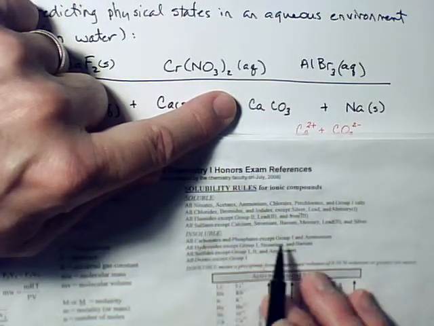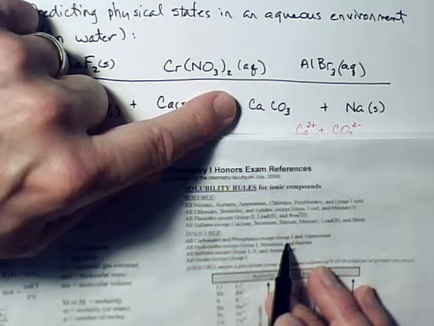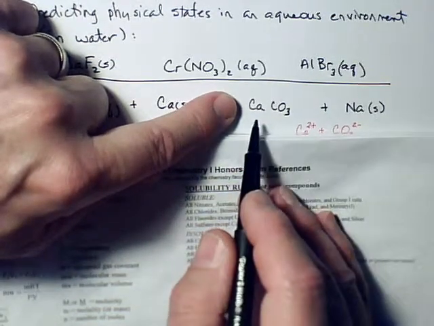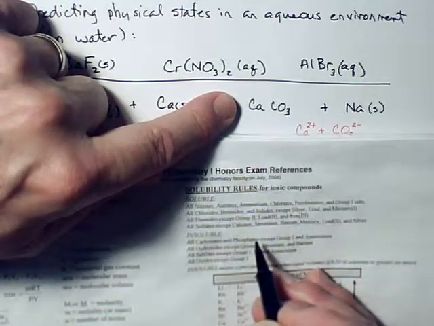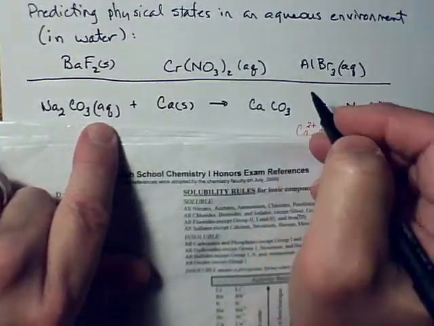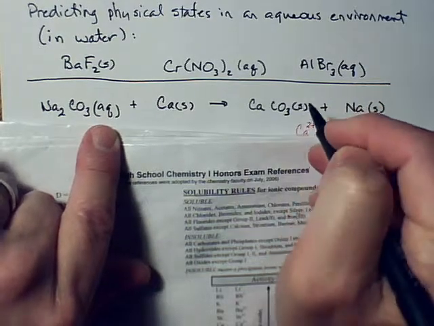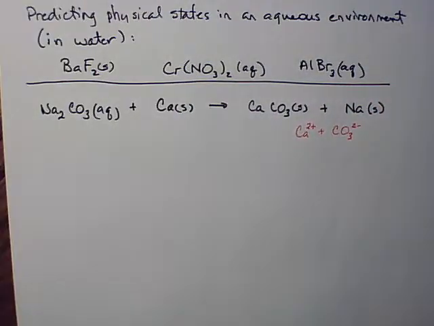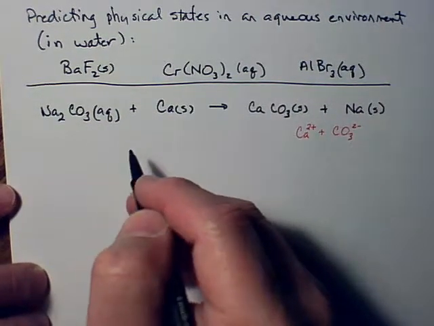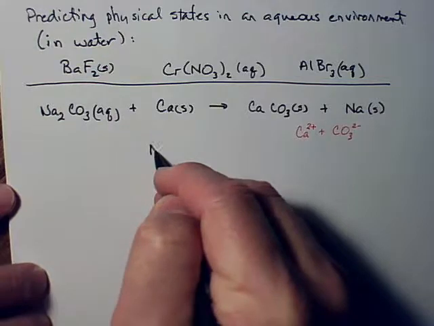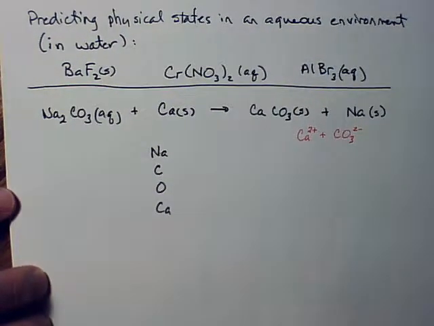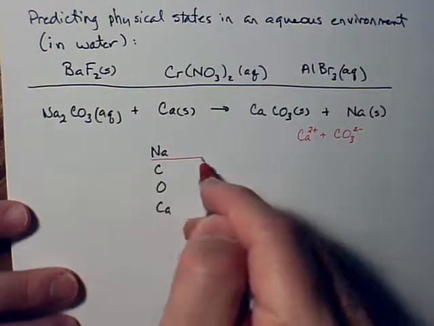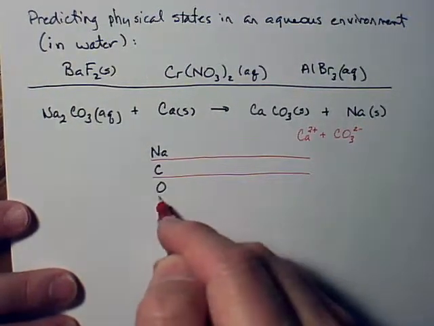There's an exception when you have a carbonate bonded with a group 1 metal or with ammonium, and that's not either one of those. So if this is a carbonate and there's not an exception, it must be insoluble, and in a water environment, that means it's going to be a solid. Alright, now we're ready to balance the equation. That's what you did for homework. We're going to list all the elements: sodium, carbon, oxygen, and calcium, and make a chart or grid.